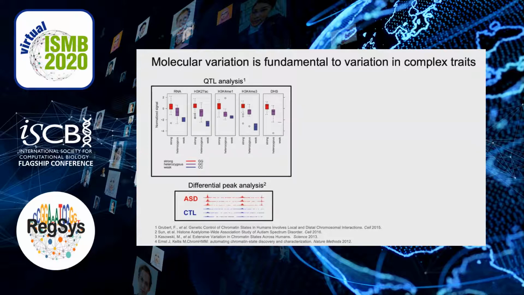A similar approach is to do differential peak analysis. This analysis identifies regions that are variable between groups of individuals. In a paper published by the Geschwind and Prabhakar labs, they collected histone modification data in both autism cases and controls and were able to identify many peaks that were differential between the two groups.